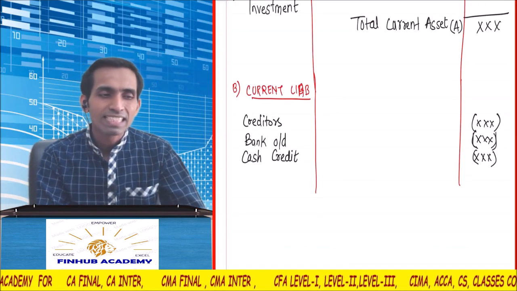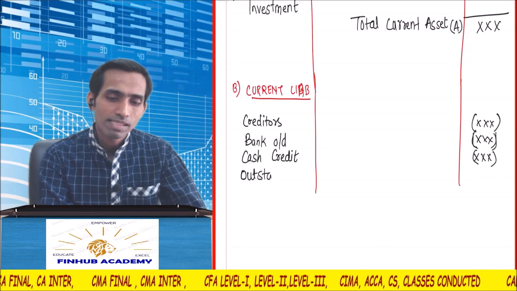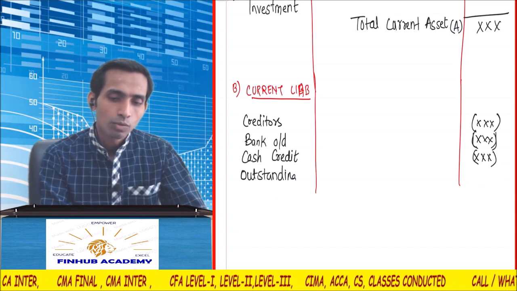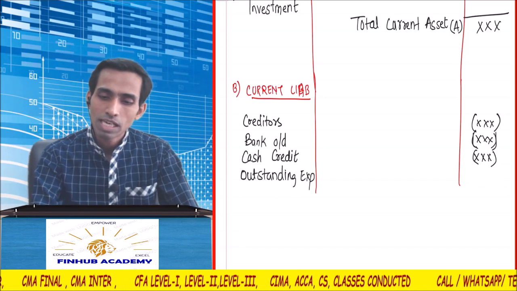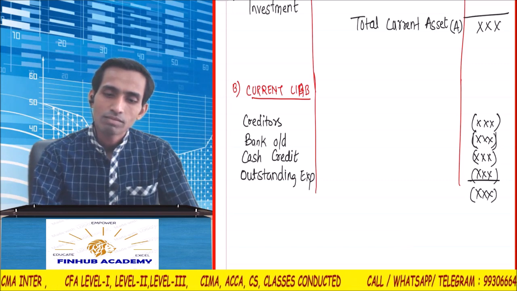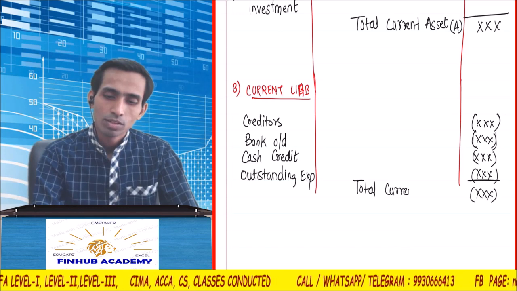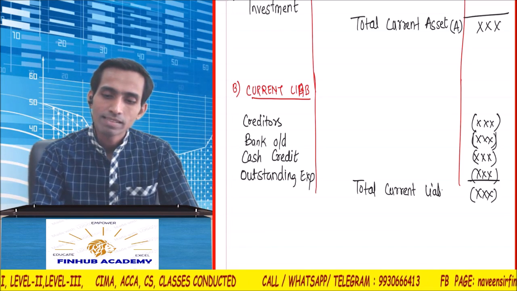Bank OD, cash credit. Anything else? Outstanding expense. This is one more liability. So the total of this will get you total current liabilities. Please write this.